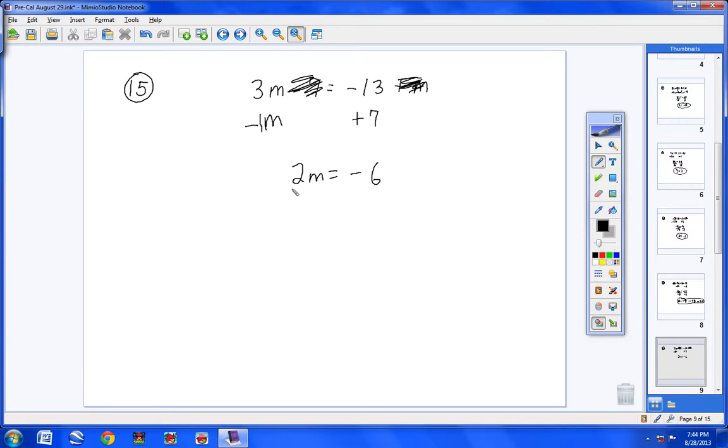And now we want to get rid of the 2 so that m is all by itself. We're going to divide both sides by 2. Those 2's cancel. Negative 6 divided by 2 is negative 3.